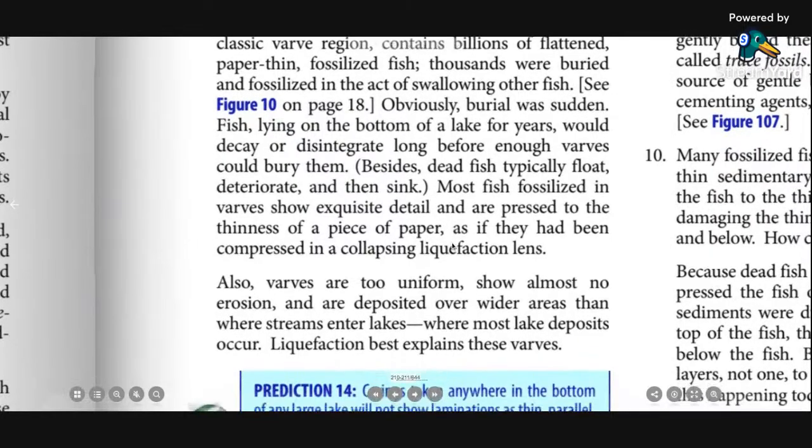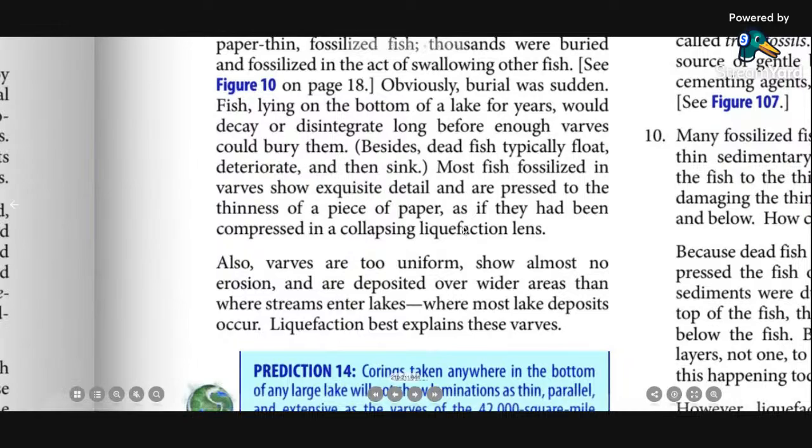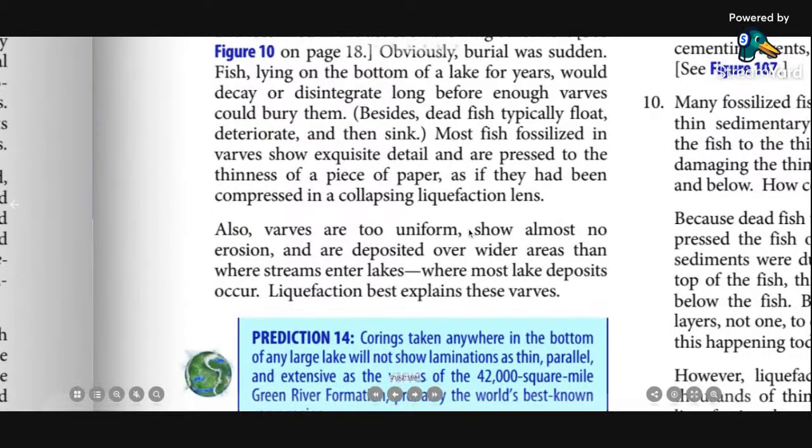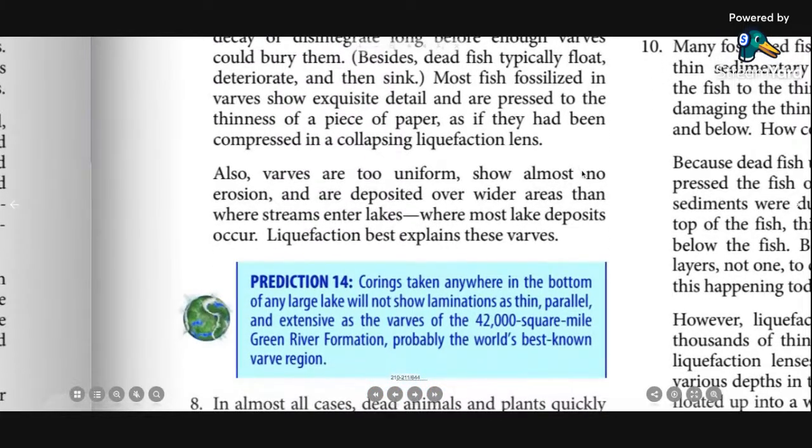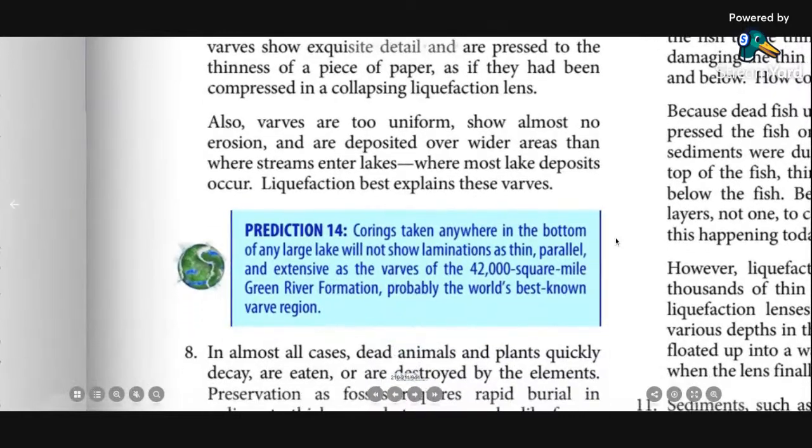Besides, dead fish typically float, deteriorate, and then sink. Most fish fossilized in varves show exquisite detail and are pressed to the thinness of a piece of paper, as if they had been compressed in a collapsing liquefaction lens. Also, varves are too uniform, show almost no erosion, and are deposited over wider areas than where streams enter lakes, where most lake deposits occur. Liquefaction best explains these varves.